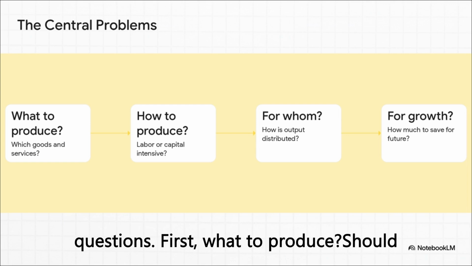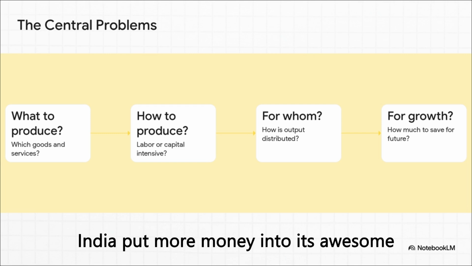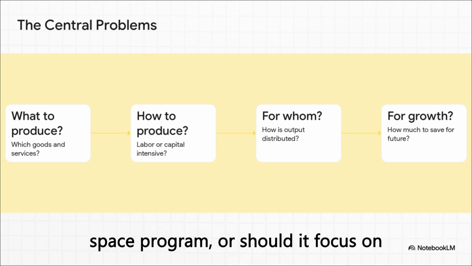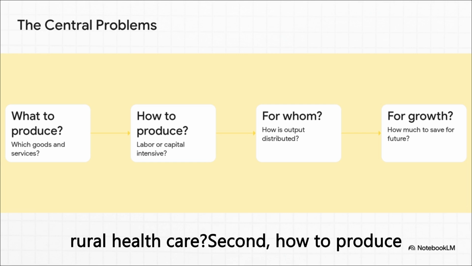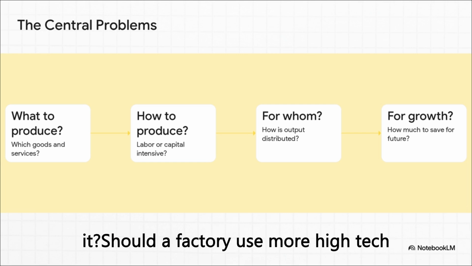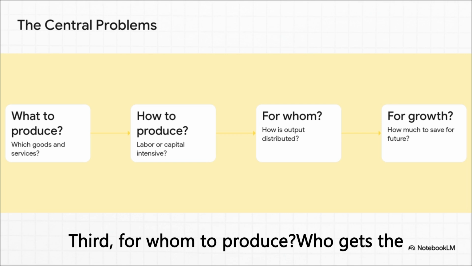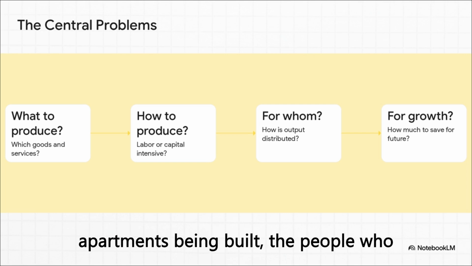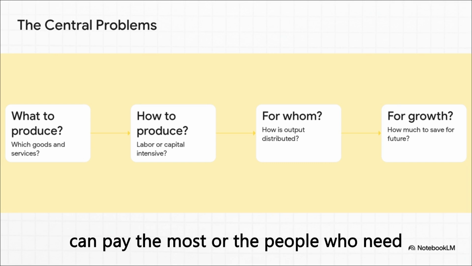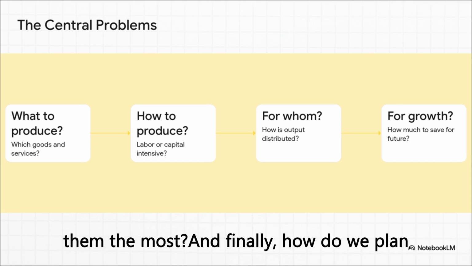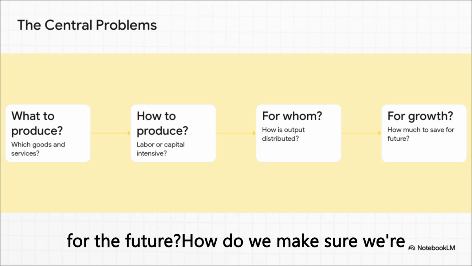First, what to produce? Should India put more money into its awesome space program, or should it focus on rural healthcare? Second, how to produce it? Should a factory use more high-tech robots, or should it hire more people? Third, for whom to produce? Who gets the stuff we make? Who gets those new apartments being built? The people who can pay the most, or the people who need them the most? And finally, how do we plan for the future? How do we make sure we're growing?